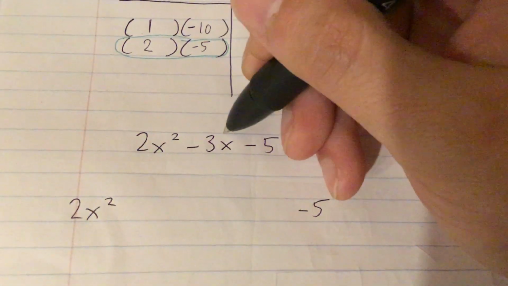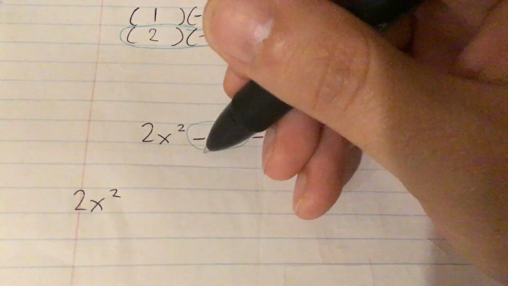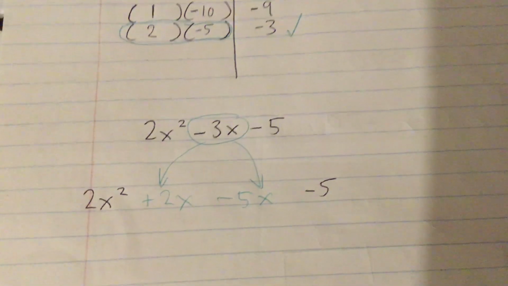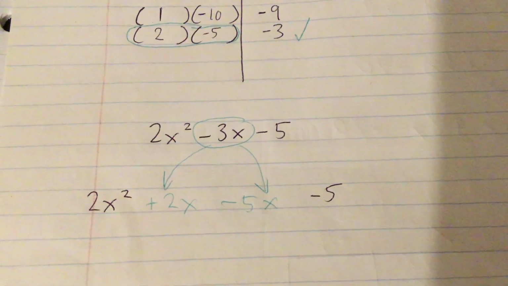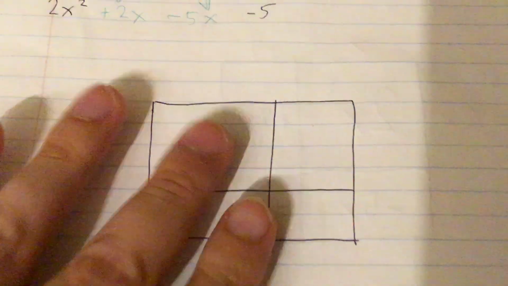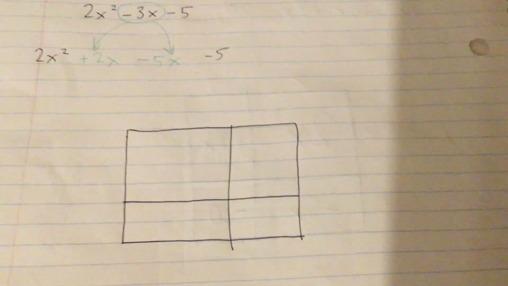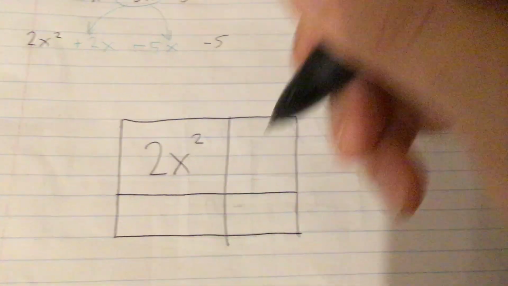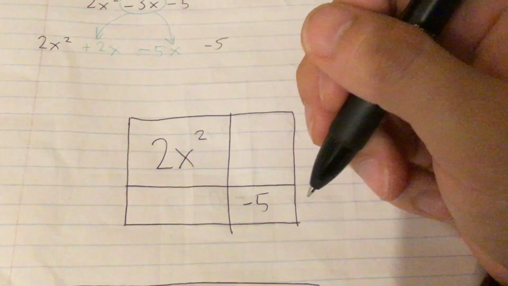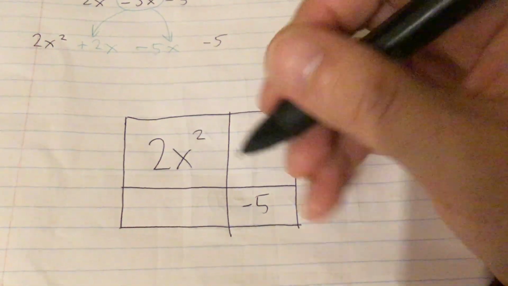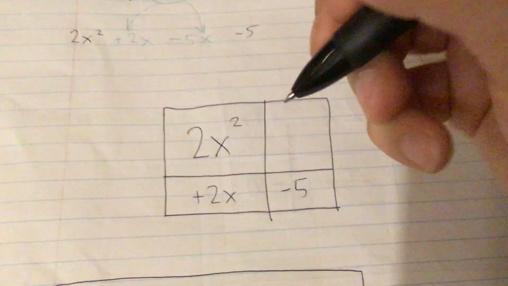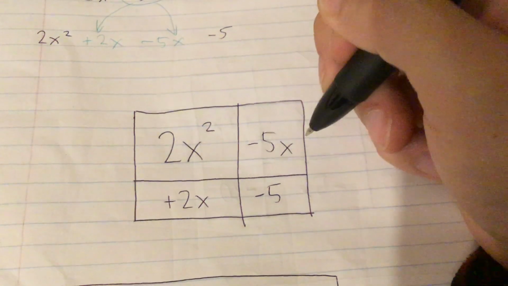2x squared minus 3x minus 5 now becomes 2x squared plus 2x minus 5x minus 5. Now I'm going to put all 4 pieces into the rectangle. So let's do that. So I've got 2x squared, negative 5. So 2x squared goes in the top left. Bottom right becomes negative 5. Doesn't matter which one's which, so I'm going to plug in positive 2x here and negative 5x over there.